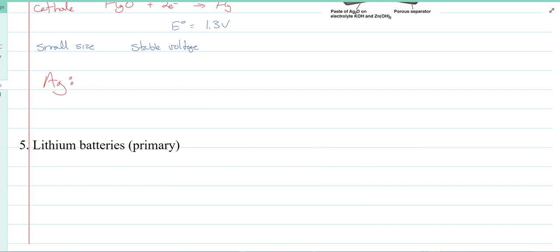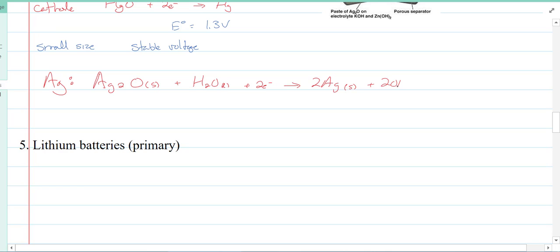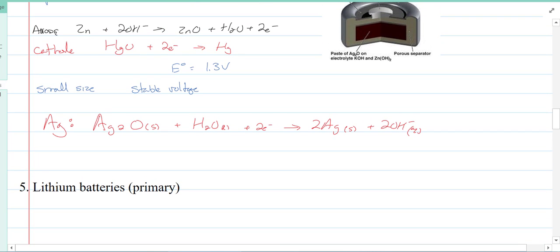For silver, the cathode reaction is Ag2O solid plus water plus 2 electrons going to 2 silver plus 2 hydroxide. Technically, there's 2 hydroxide up here too, and there's a water on this side too.